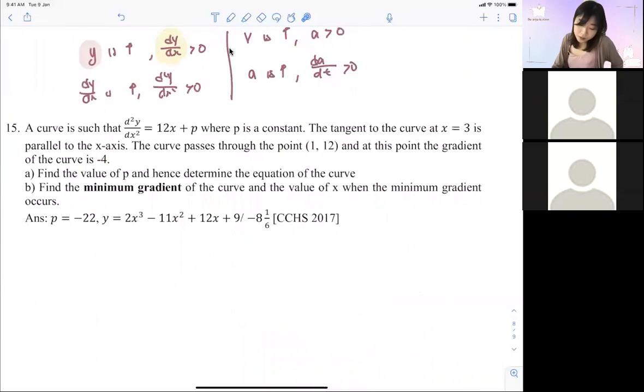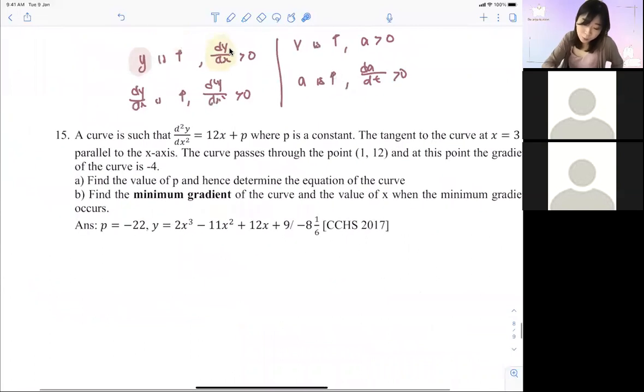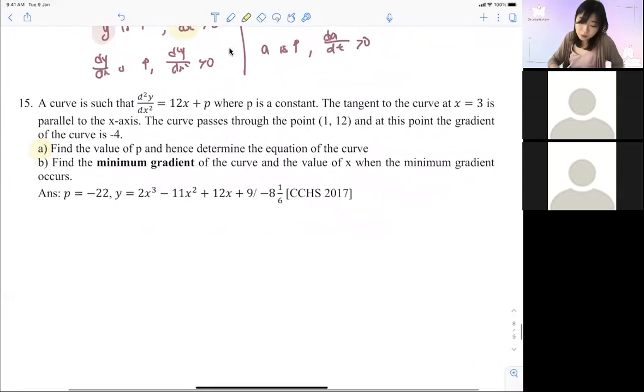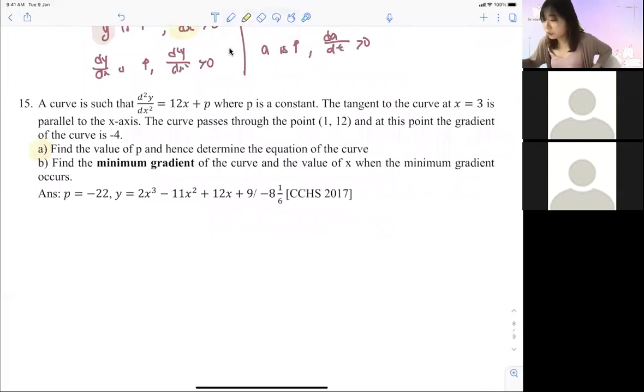Move on first. Same thing, I'll let you do part A and then I do part B. Okay, find the equation. This one, you must differentiate how many times? I mean integrate how many times? To find the equation, you must integrate 2 times. Be careful when you integrate, okay?